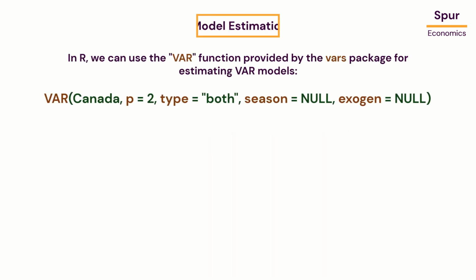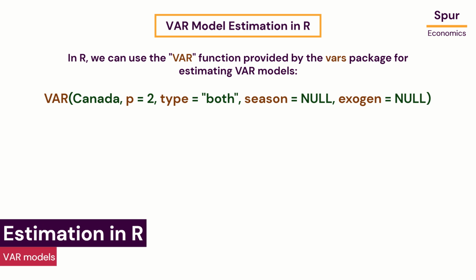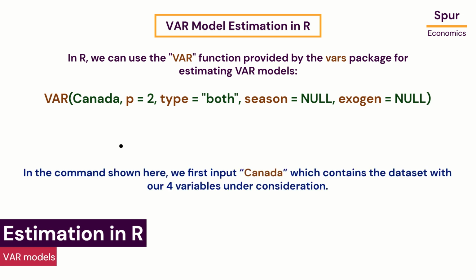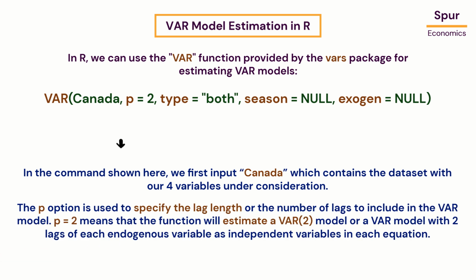In R, we can use the VAR function provided by the vars package for estimating VAR models. In the command shown here, we first input Canada, which contains the dataset with our 4 variables under consideration. The p option is used to specify the lag length or the number of lags to include in the VAR model. p equals 2 means that the function will estimate a VAR(2) model, or a VAR model with 2 lags of each endogenous variable as independent variables in each equation.